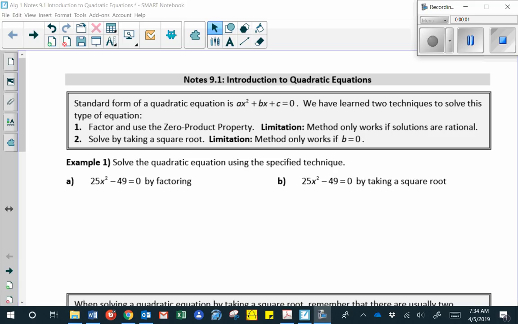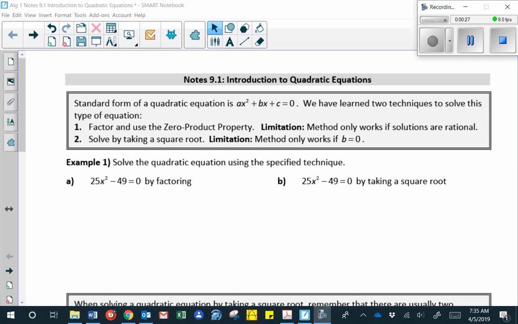Today we're going to get started on quadratic equations. The standard form of a quadratic equation is ax squared plus bx plus c. We've learned two techniques now to solve this type of equation. Both have limitations. The first is the factoring method, which we've been doing for a while. And the limitation of that method is that it only works if the solutions are rational.